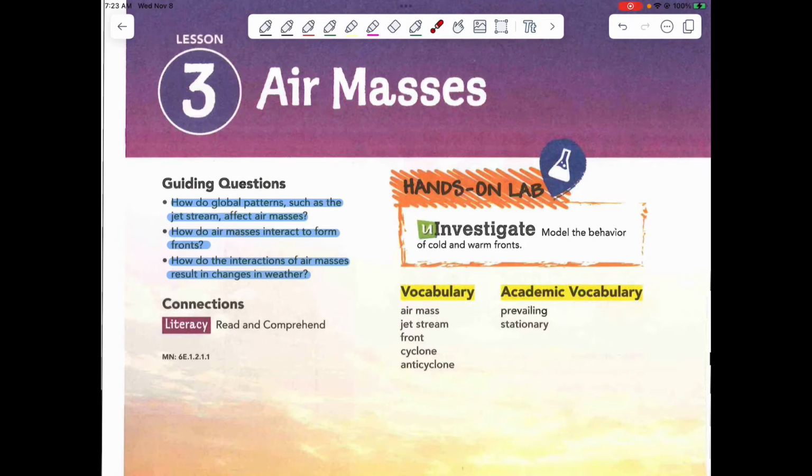Yesterday we read the text for T2L3 air masses. Today is all about marking the text. So please follow along and mark your text in your book as we go through the text.